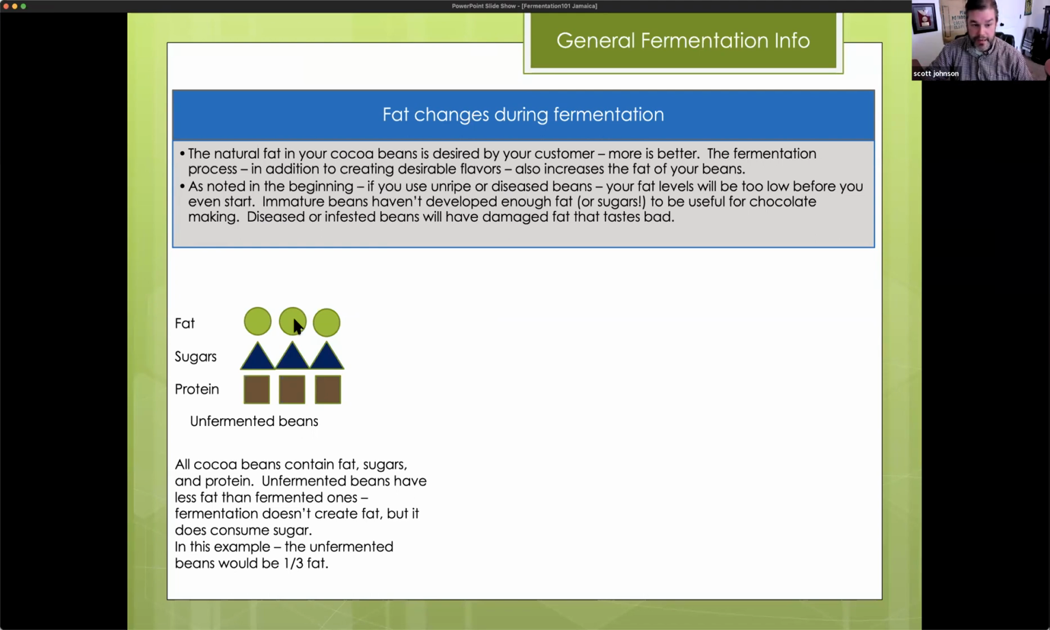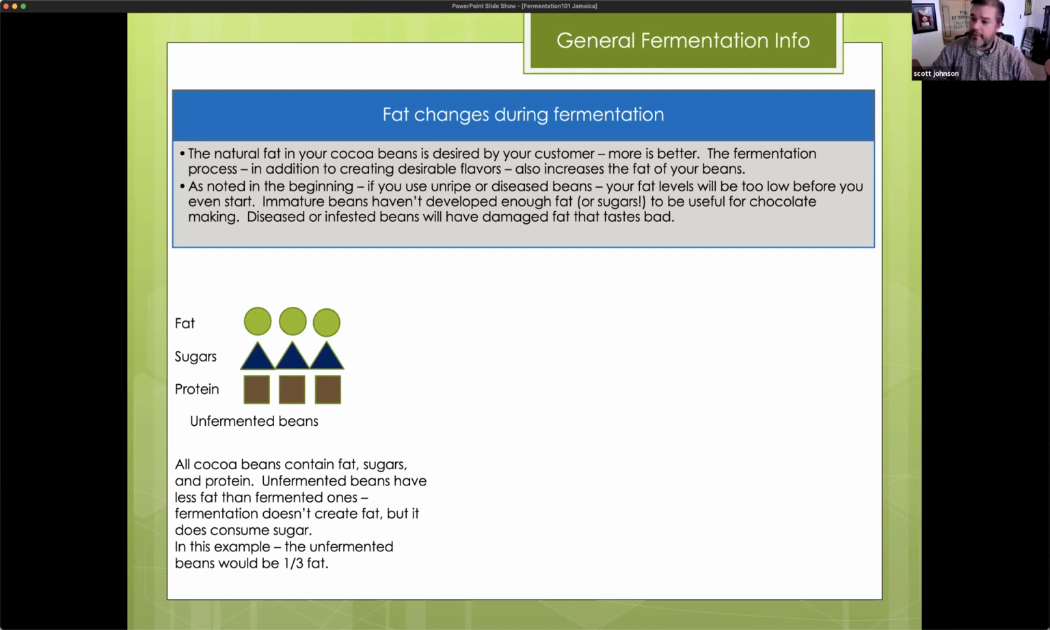So about 33% fat. There's 3 pieces of fat, 3 pieces of sugar, 3 pieces of protein, 9 pieces total. And if we take 3 divided by 9, we end up with 33% fat. So that's on an unfermented bean.